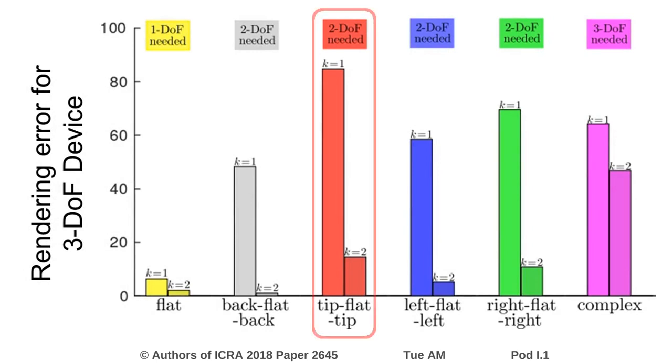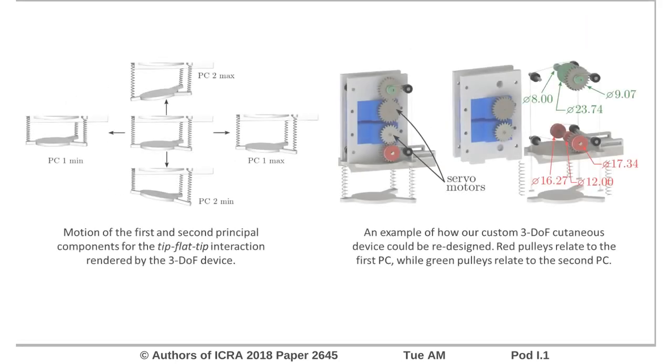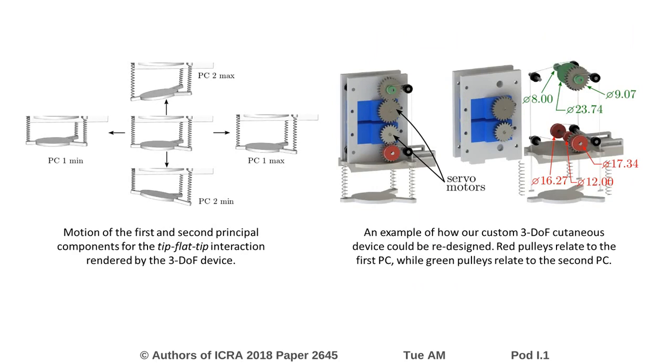The tip-flat tip interaction requires at least 2 principal components to be rendered correctly by our device. As before, this means that we could design a new cutaneous device with only 2 motors. Here we show a possible design for this optimized device that weighs 15% less than the original 3DOF version.